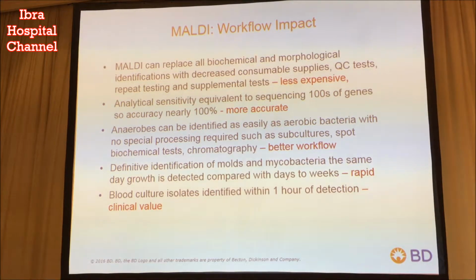With the Bruker system, if you have a single amino acid change, the molecular weight of that protein peak will shift in a detectable way. So for each amino acid change in your protein, you can identify that change. And because you're looking at literally hundreds of genes, you're sequencing hundreds of genes, that's why this is so sensitive and accurate. And you can identify organisms like anaerobes just as easily as an aerobic organism.